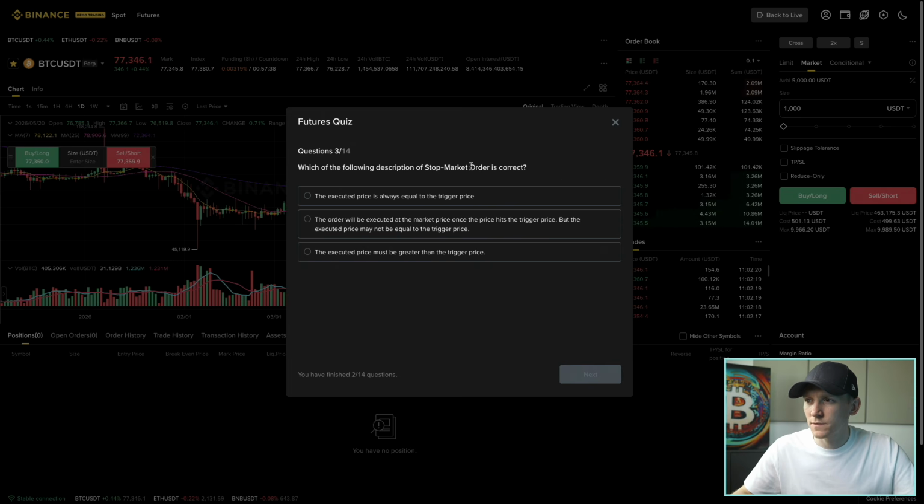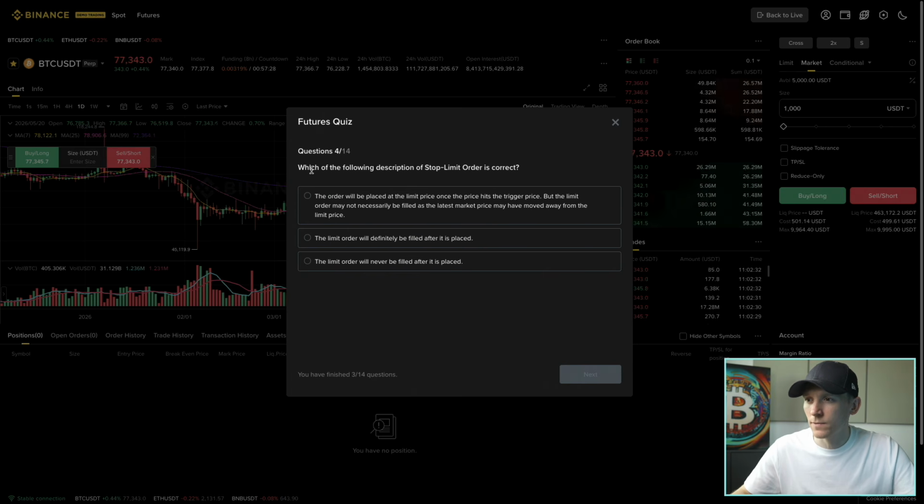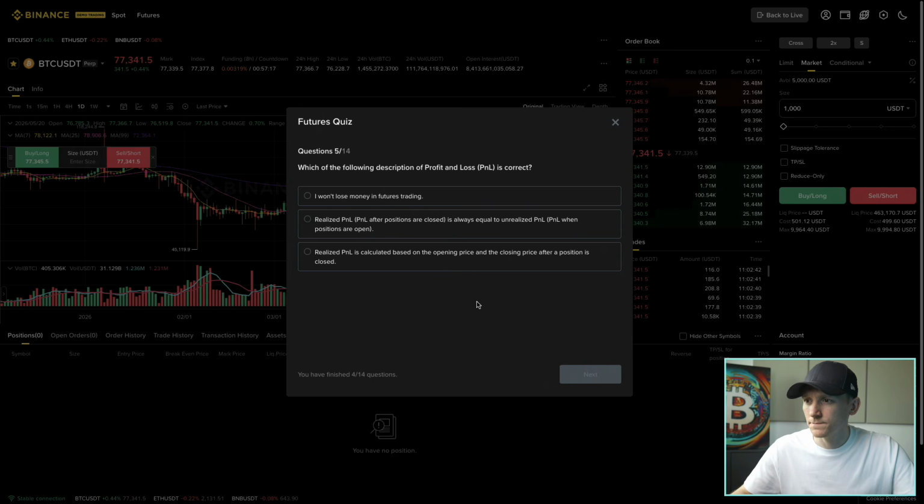Which of the following descriptions of stock market orders is correct? The executed price is always equal to the trigger price. The order will be executed at market price. That one. The executed price must be greater. It's this one right here. Which of the following descriptions of stop limit order is correct? The order will be placed at the limit price once the price hits the trigger. The limit will definitely, it's this one right here.